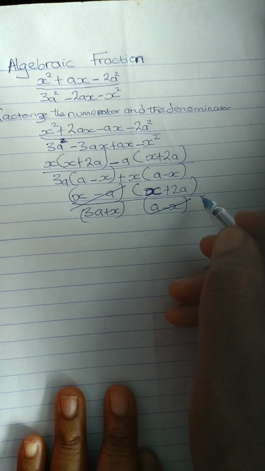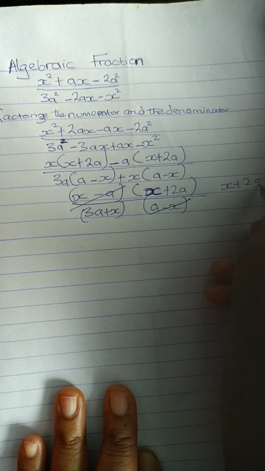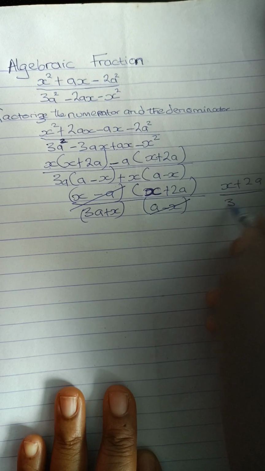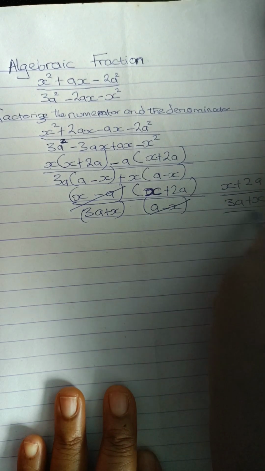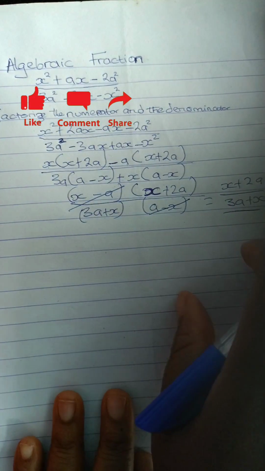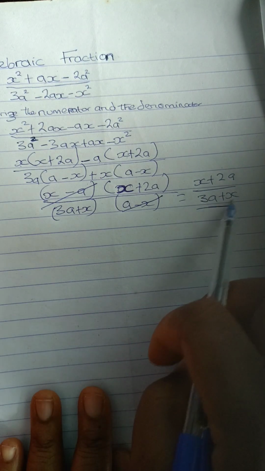And what do we have left? We have x plus 2a over 3a plus x. So this is the answer to this equation: x plus 2a over 3a plus x.